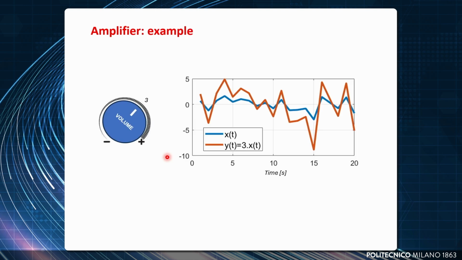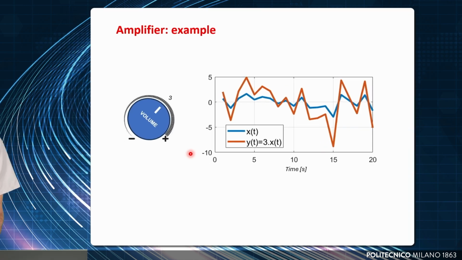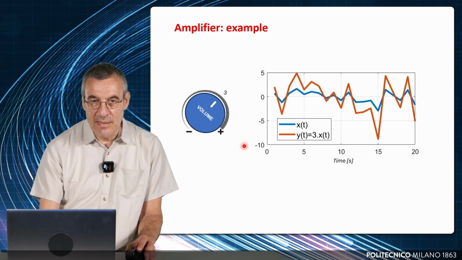And we have here an example. The signal in blue is the input, the signal in red is the output. It has been multiplied by 3. It can be thought of like a volume control in a stereo amplifier.